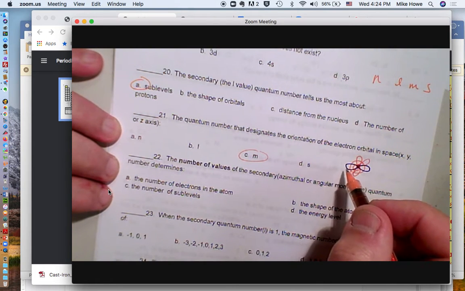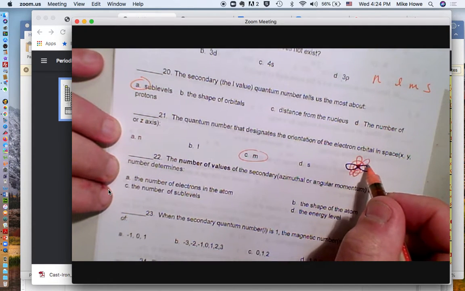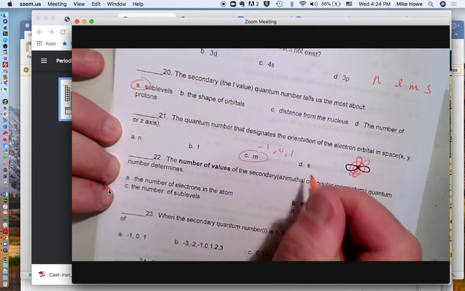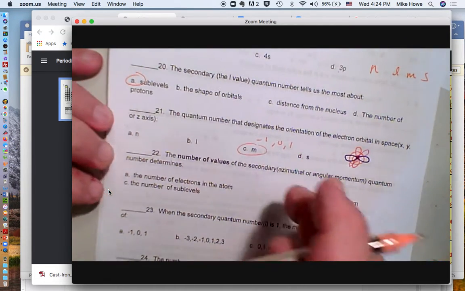So we have the 3 orbitals here, and the M values can be -1 or 0 or 1, and that designates the orientation of the orbital in space.